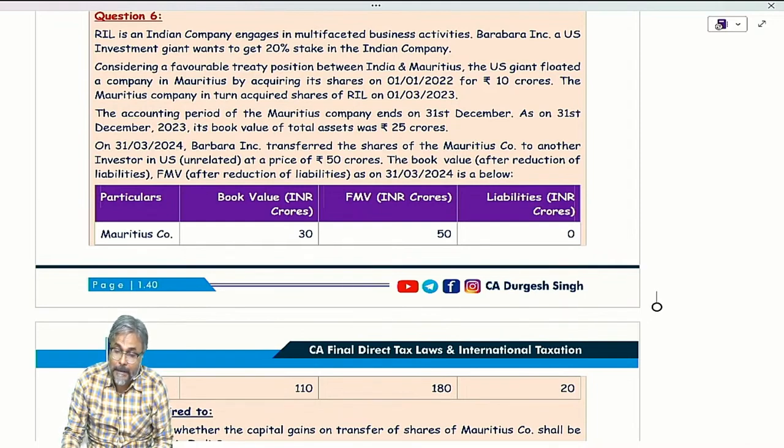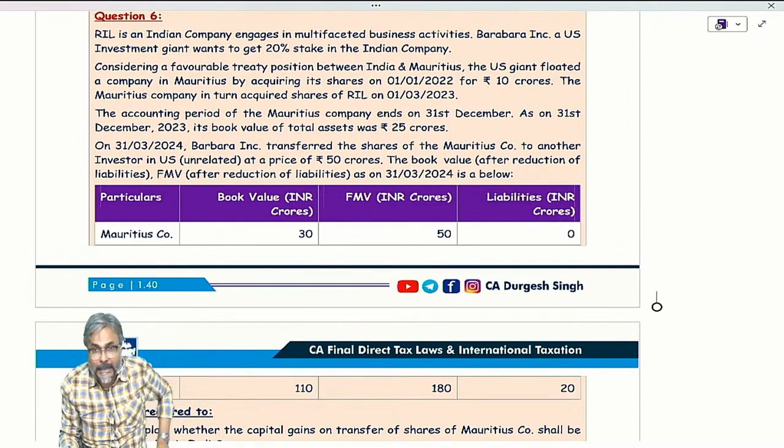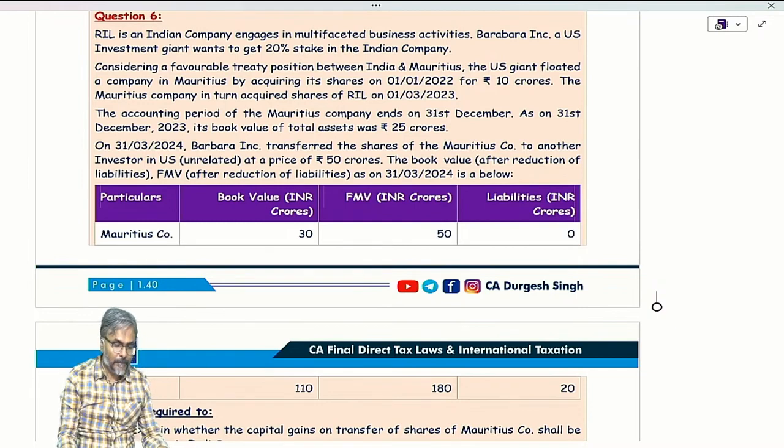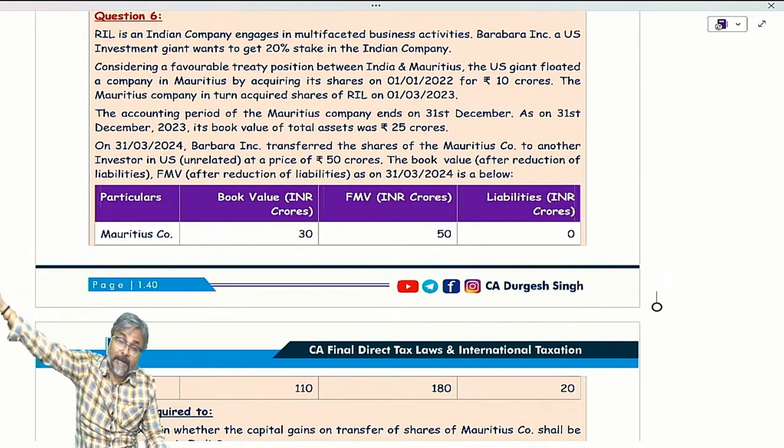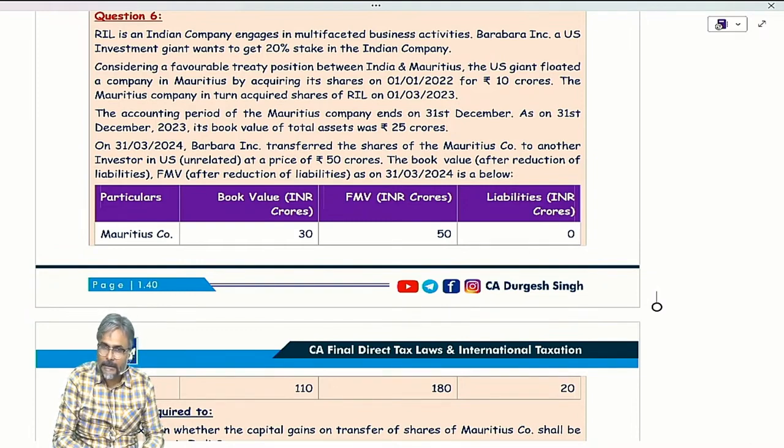Now considering a favorable treaty position between India and Mauritius, the US giant floated a company in Mauritius by acquiring its share on 1st of Jan 2022 for ₹10 crores. That's the cost of acquisition of the share of the Mauritius company. If you remember, in my example it was the PLC in Singapore through which they were investing in the Indian asset, whereas over here it is the Mauritius company through which Barbara Inc. is trying to get a 20% stake in the Indian company.